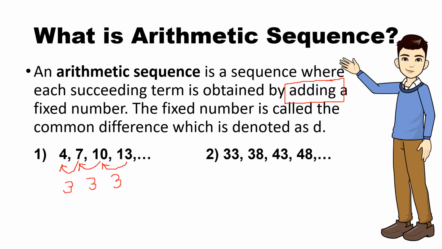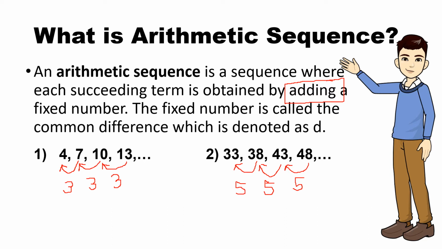So number 2, i-test ulit natin kung siya ay example ng arithmetic sequence. So let's determine the common difference. We have 48 minus 43. The answer is 5. 43 minus 38. Again, the difference is 5. 38 minus 33, the difference is also 5. So we have common difference as 5. So therefore, our given number 2 is also an example of arithmetic sequence.